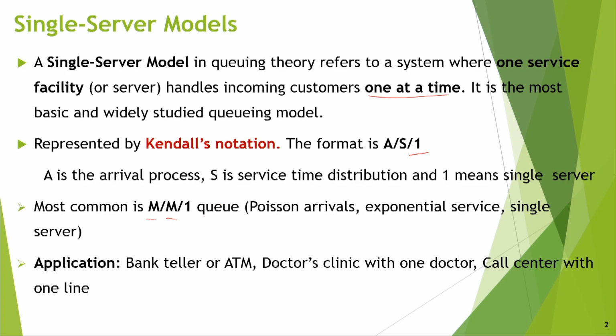M means Markovian, basically we say Poisson arrival. Poisson arrival is represented by Markovian also, and if the arrival is Poisson, the service is exponential. Here we say Poisson arrival, that means arrival happens as per Poisson distribution and service happens as per exponential service, and there is a single server. So, for Poisson arrival we use the symbol M, Markovian, and for exponential service also we use the symbol M. So, we say M/M/1 queue.